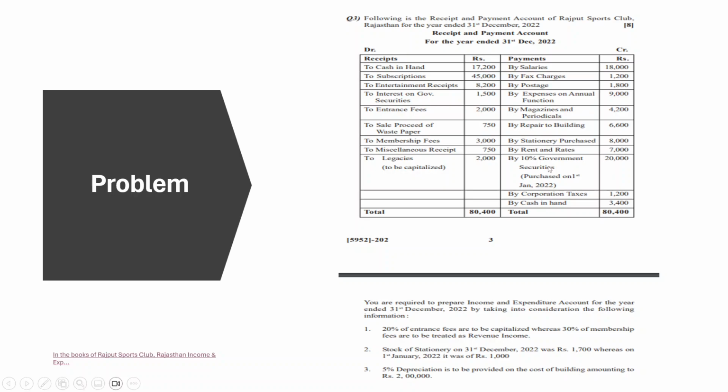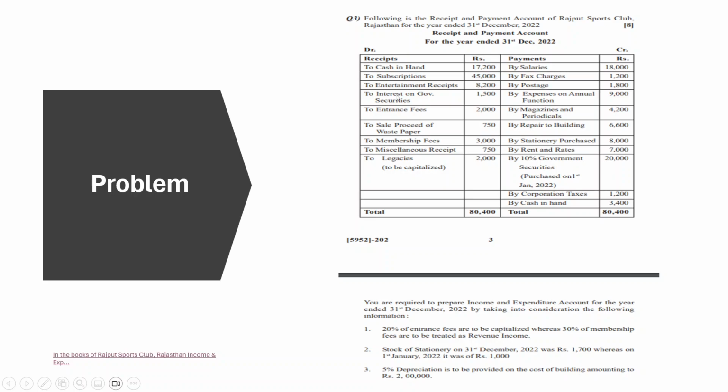We purchased these government securities on 1st January 2022, and our year ends on 31st December 2022, so we should receive the interest on these government securities for the whole year, for 12 months. At what rate? 10%. And what is the amount of our government securities? 20,000. So at the rate of 10% on rupees 20,000 for the whole year, how much interest do we have to receive? It is rupees 2,000. 10% on rupees 20,000 is rupees 2,000.